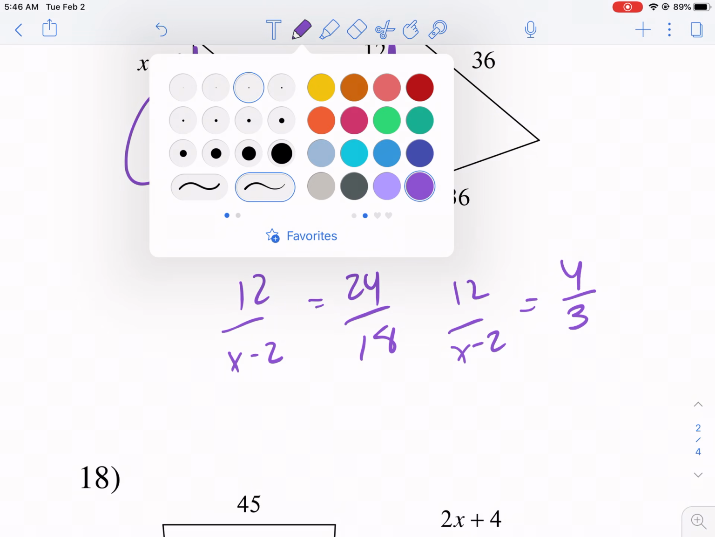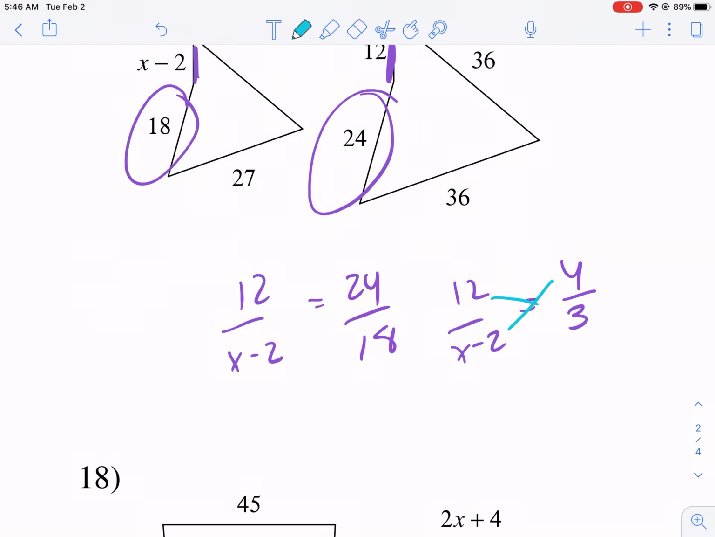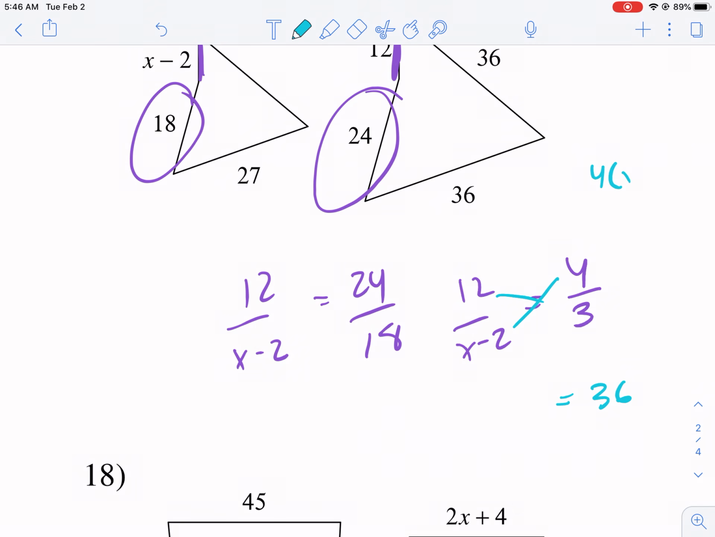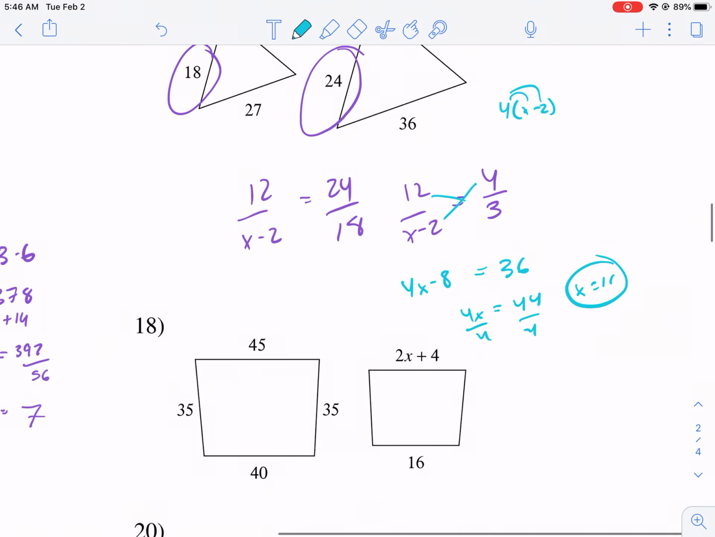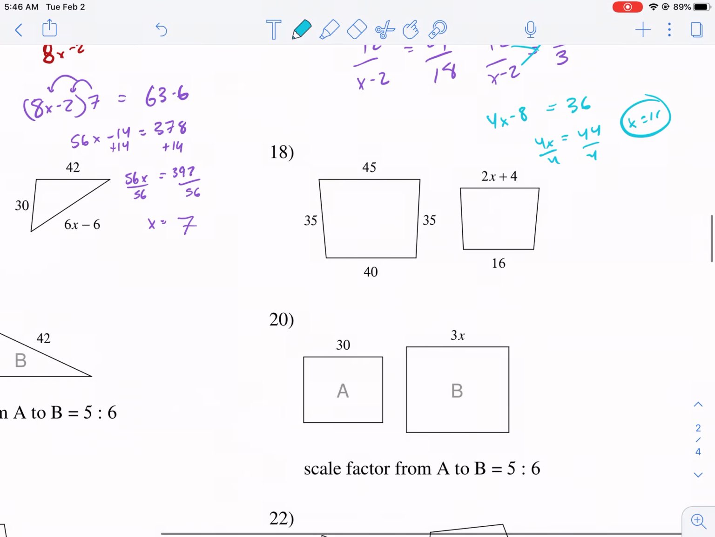And then I cross multiply. Let's get going with that. I get 36 equals 4 times x minus 2. If you want and you get good at this, you can do it in your head. So we get 4x minus 8. I just said get good at this. Add 8 to both sides. I get 44 equals 4x. Divide by 4, and I get x equals 11. So that's how you do that. And same thing with all those.